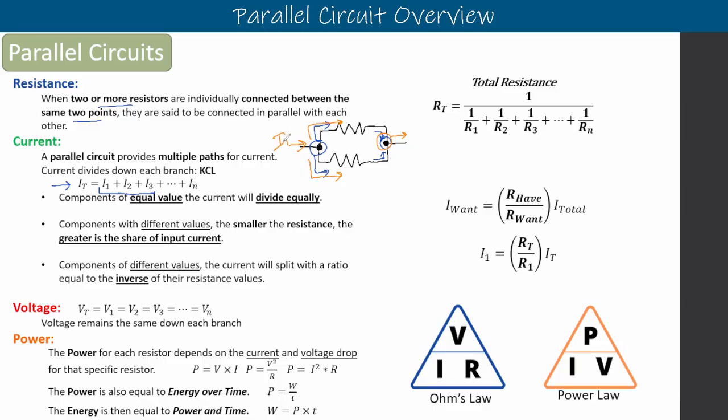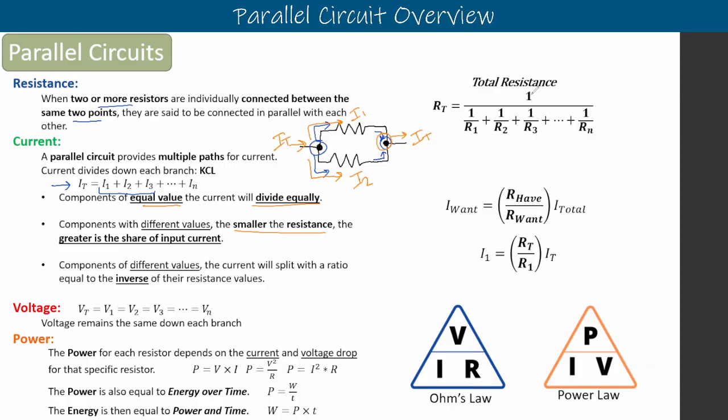So we expect IT at the beginning and IT at the end, and we can say I1 down the first branch and I2 down the second branch. And depending on what the values of the resistors are is going to determine the current flow down that branch. So if those two resistors are equal, then they're going to divide their current equally. But if one of those resistors is smaller than the other, then the smaller resistor is going to have more current than the larger resistor. And that's what this total resistance equation is identifying.